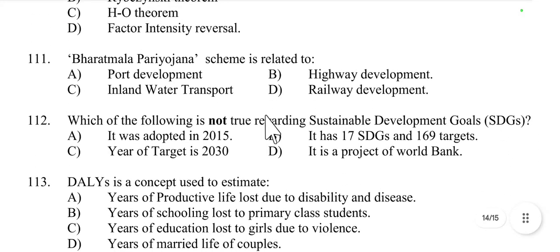Then question number 111, Bharatmala Pariyojana scheme is related to port development, highway development? Yes, Bharatmala Pariyojana scheme is related to highway development. Option B is right here. It is an initiative aimed at providing road infrastructure in India by developing national highways, expressways, and enhancing connectivity between the major economic hubs.